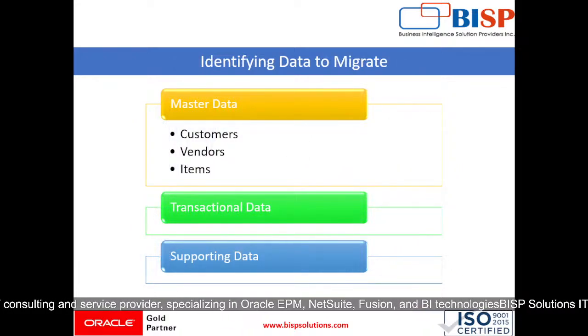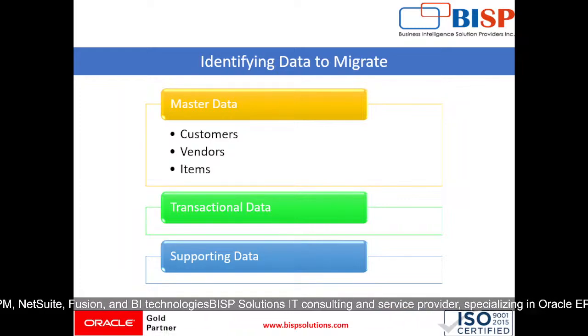Then comes identifying data to migrate. First comes our master data. This is key foundational data essential for NetSuite setup, where for customers we will be transferring only active customer records, and we will be updating billing and shipping addresses, contact details and payment terms. Then in vendors we will be taking down supplier details, which include contacts, bank accounts and payment preferences.